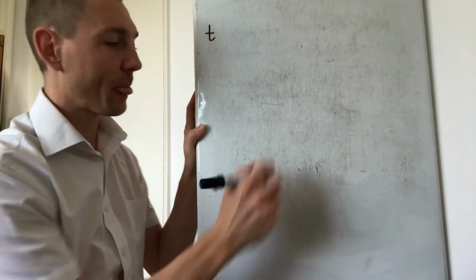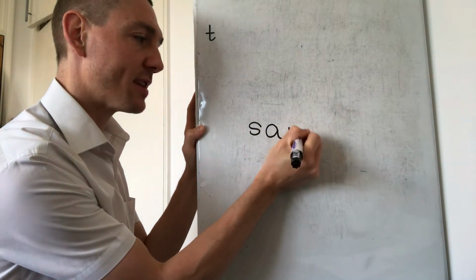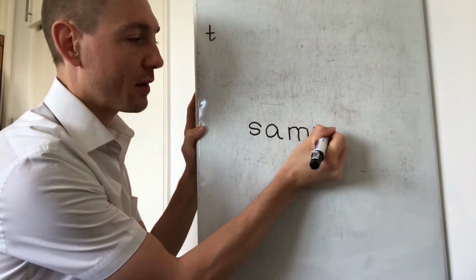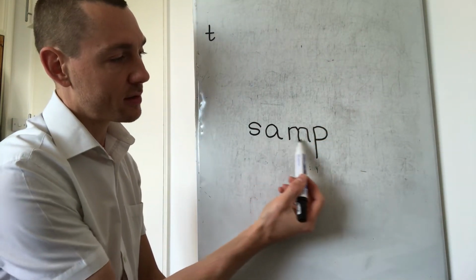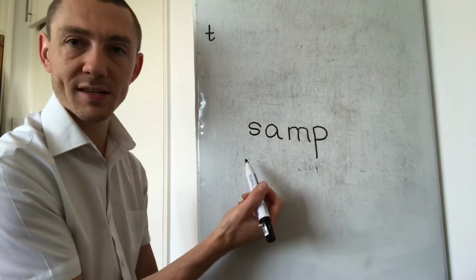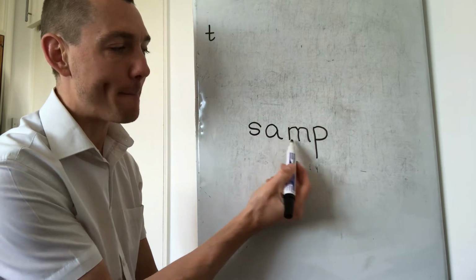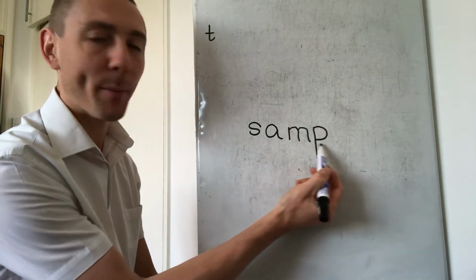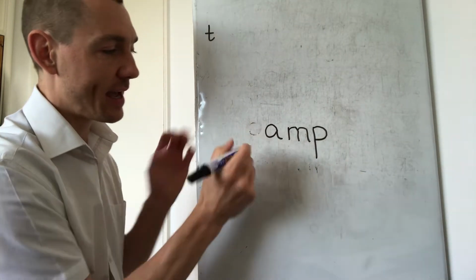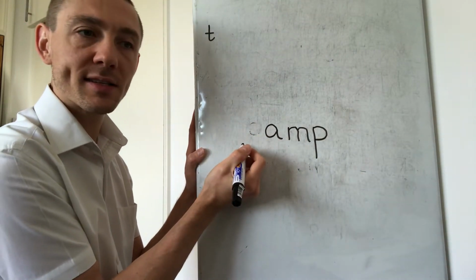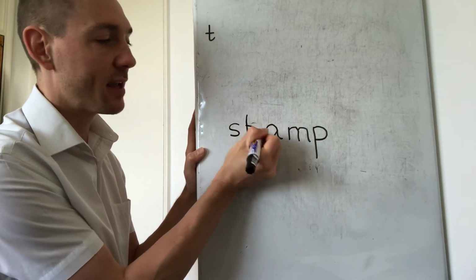What would you say if somebody wrote this? If you asked them to write stamp and they wrote this, what would you say? They've missed the sound, haven't they? Listen carefully. Samp. They need a t sound in between the s and the a. St. A. Mp. St. A.